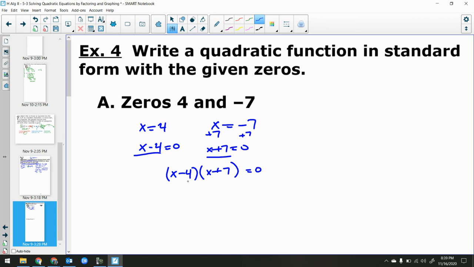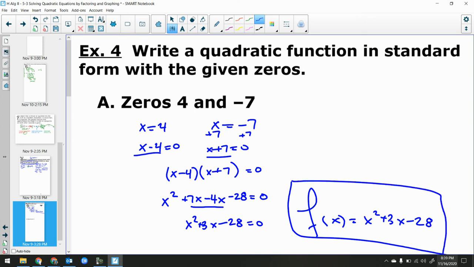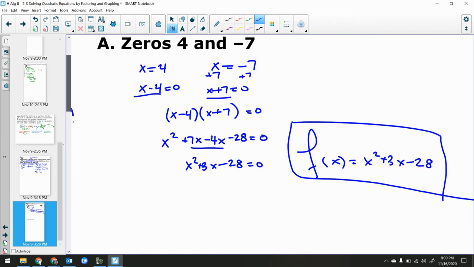And now when we FOIL this together, first is x squared, outer is plus 7x, inner is minus 4x, last is minus 28. Combine like terms, and there's my function, x squared plus 3x minus 28. Ooh, my box making skills on this tablet is not great. Okay, well, why don't you pause and try this one on your own?